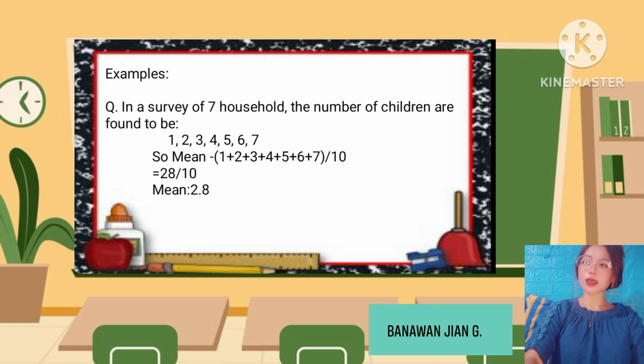So here is an example. In a survey of 7 households, the number of children found to be 1, 2, 3, 4, 5, 6, 7. So we're going to add all the numbers here: 1 plus 2 plus 3 plus 4 plus 5 plus 6 plus 7 equals 28.